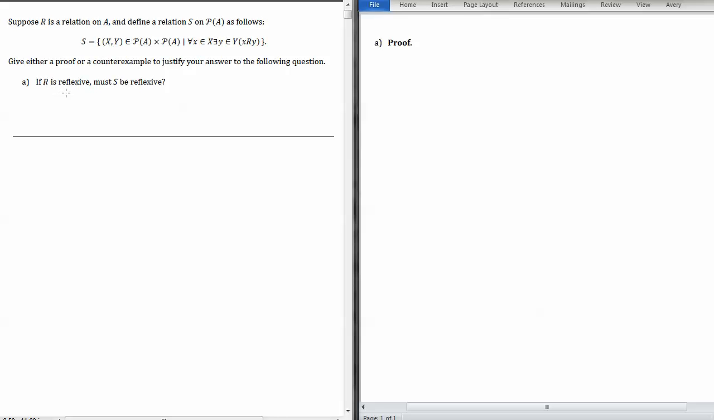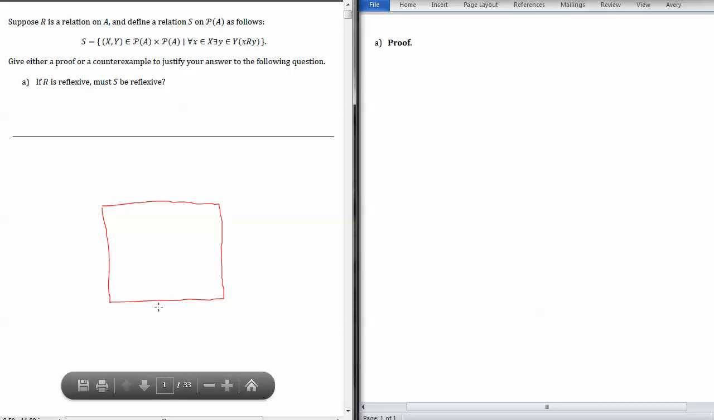If the original relation R is reflexive, must this new relation S on the power set of A also be reflexive? Okay, let's try and draw a picture, see what's going on here. We started out with a relation R on A, and that means that R is a subset of A times A. So let's draw the Cartesian product of A with itself as a square. So this edge down here represents A, as does this one. Those are the two copies of A, and then any ordered pair in R will be somewhere in this square.